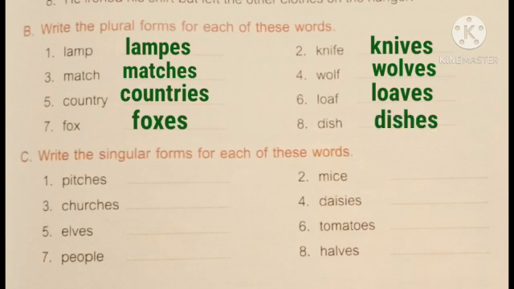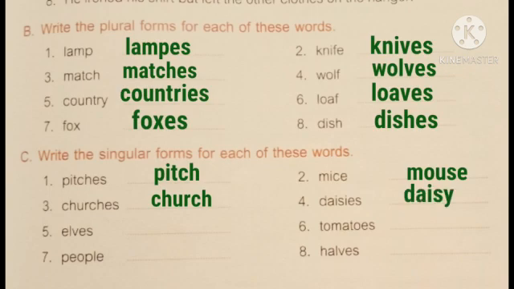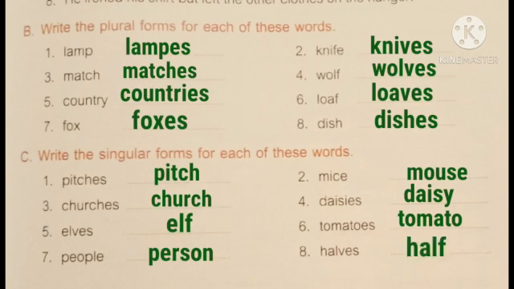I hope you understood this, children. Let us go with the C main. Write the singular forms for each of these words. First one, pitches, pitch. Second, mice, mouse. Third, churches, church. Fourth, daisies, daisy. Fifth, elves, elf. Sixth, tomatoes, tomato. Seventh, people, person. Eighth, halves, half.